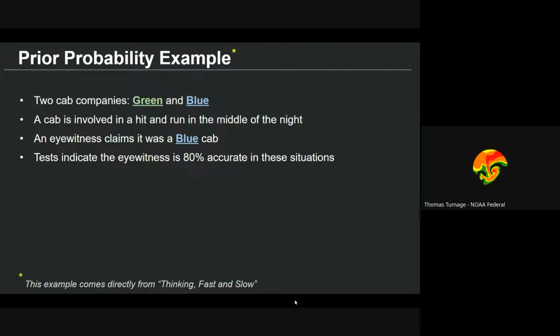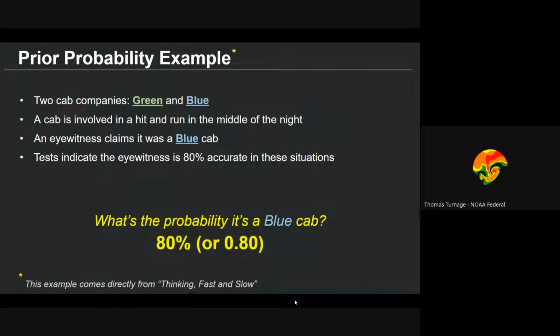The idea here is you can basically think of the eyewitness as like a forecast model that's right 80% of the time, right? So what does that mean then? Based on the information you have there, what's the probability it's a blue cab? You probably would say 80%, because you're going under the assumption that, yeah, there's probably an equal number of green and blue cabs. And if this person's right 80% of the time, we're going to say there's an 80% chance it's a blue cab. Very reasonable assumption.